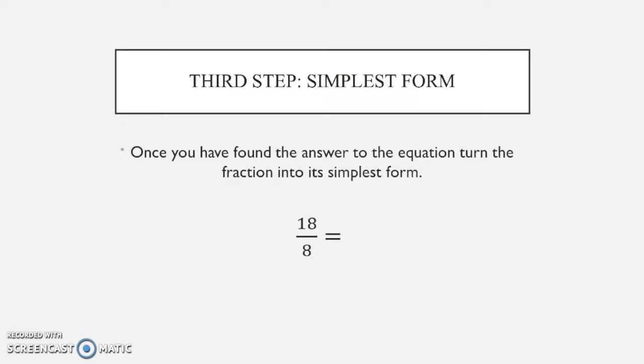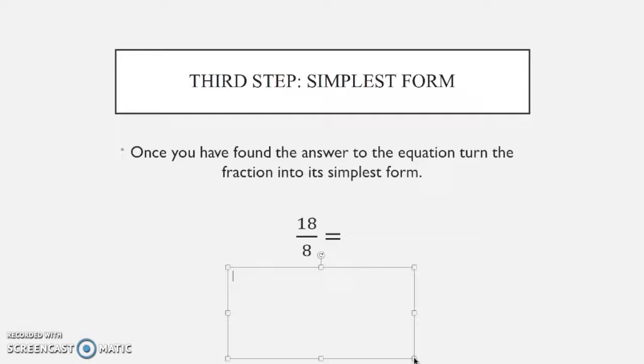So, moving on. Once you have found the answer to the equation, turn the fraction into its simplest form. Simplest form is basically taking a fraction that is improper, which means having a bigger number above, or a fraction that is just too large for normal means, and making it smaller and easier to read. So, we want to find the simplest form of 18/8.